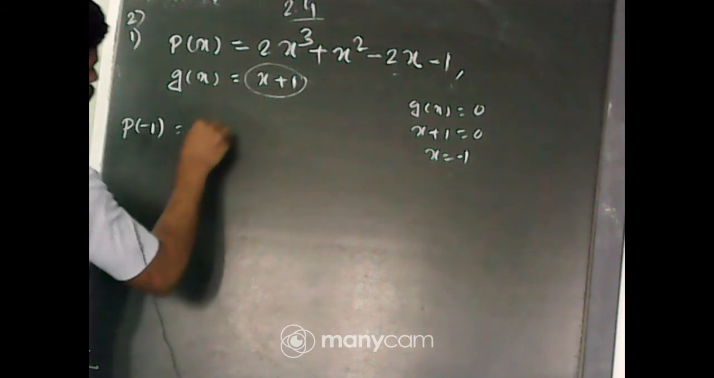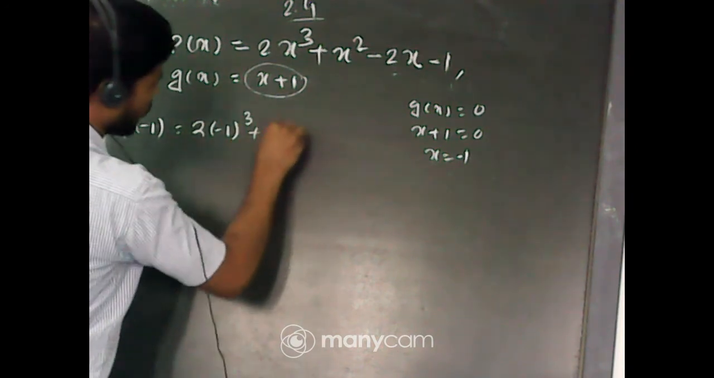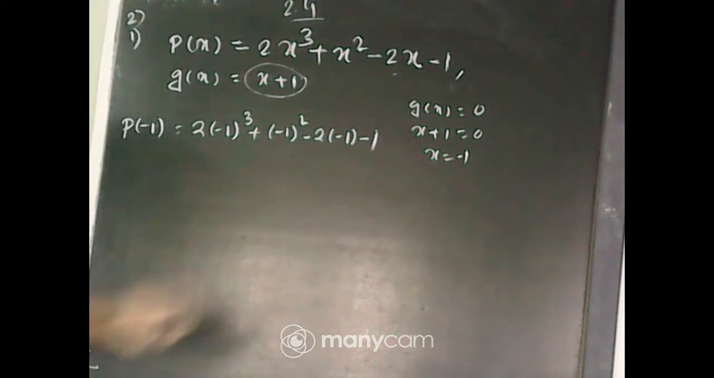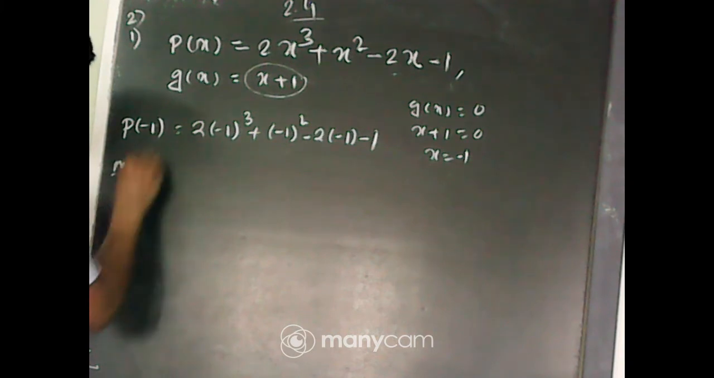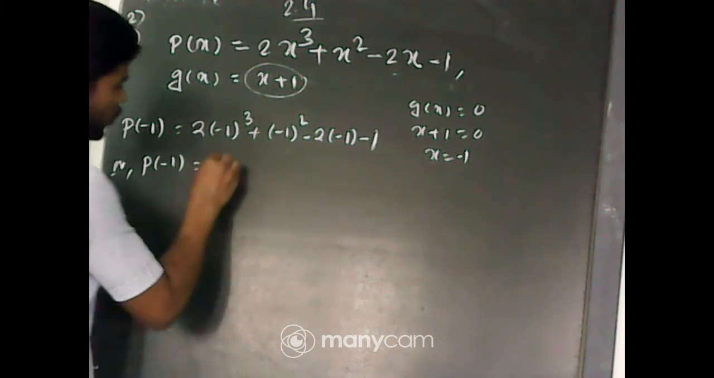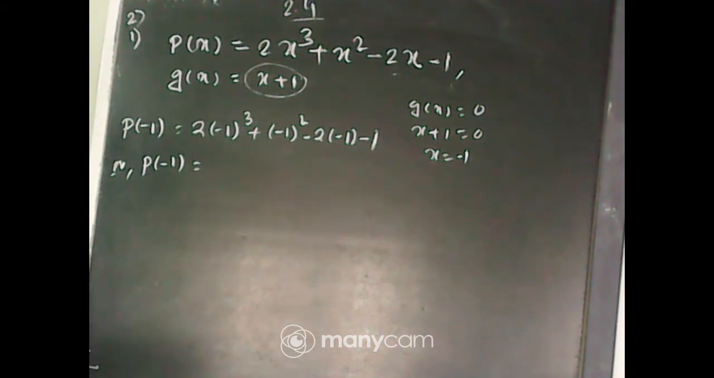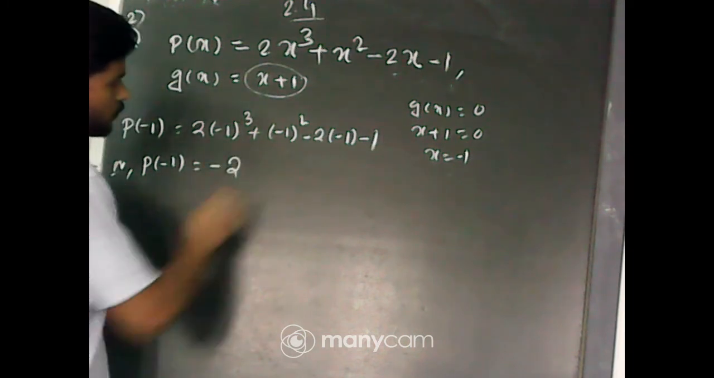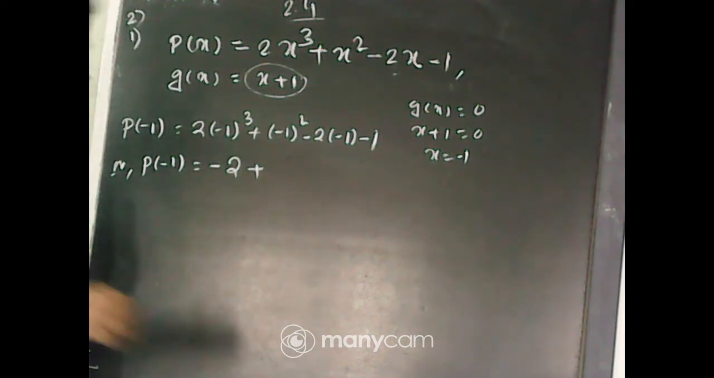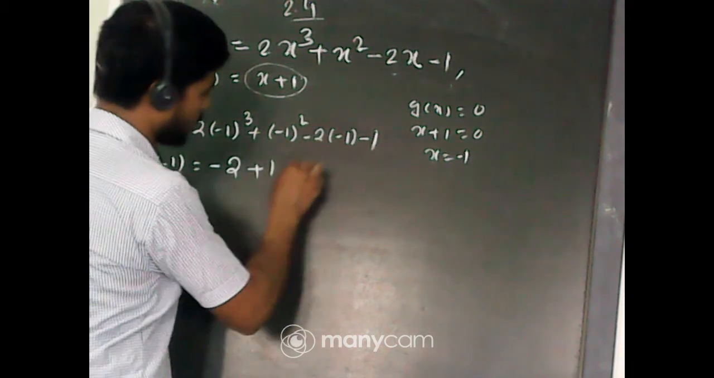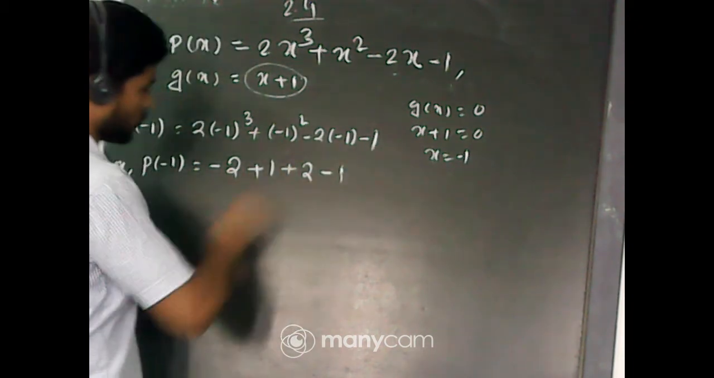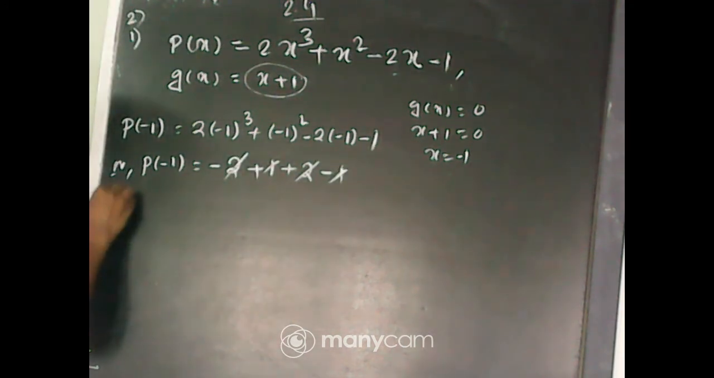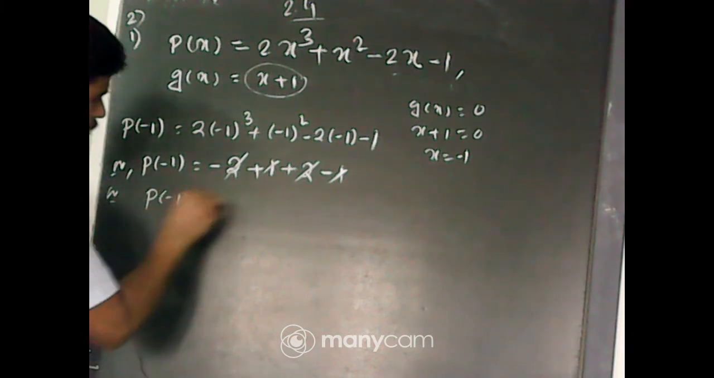So that is 2 into minus 1 whole cube plus minus 1 whole square minus 2 into minus 1 minus 1. Okay, now do the calculation. Look, 2 into minus 1 whole cube, we know that minus 1 whole cube is equal to minus 1. If you multiply 2 with minus 1, the result will be minus 2, plus minus 1 whole square, that is equal to plus 1, and minus 2 into minus 1 is plus 2, and minus 1. So plus 2 minus 2 cancel each other, plus 1 minus 1 will cancel each other. So we have p of minus 1 is equal to 0.